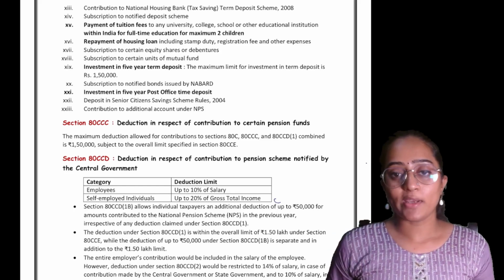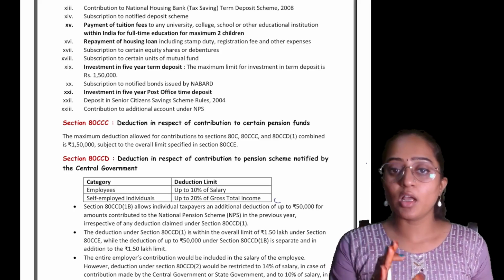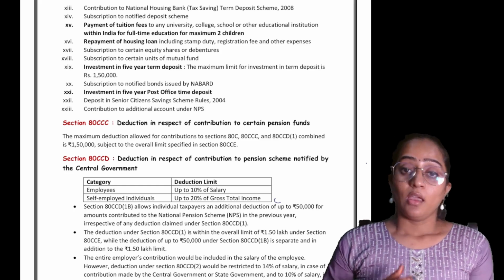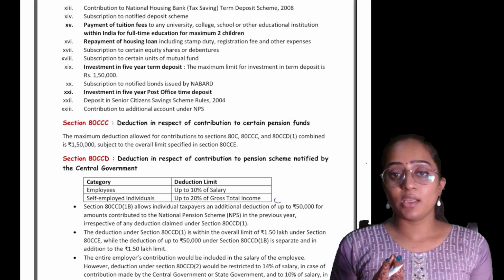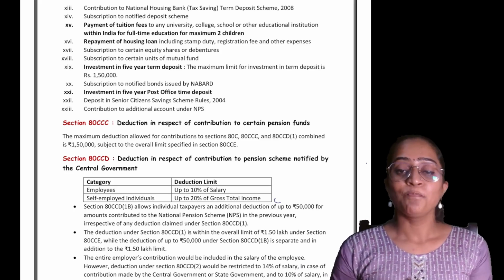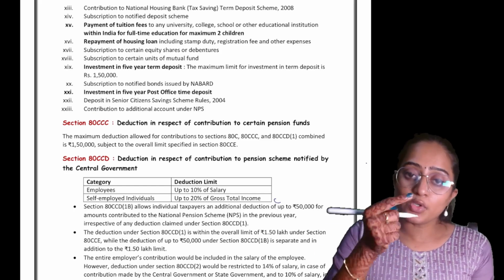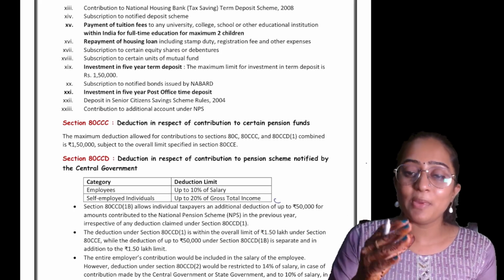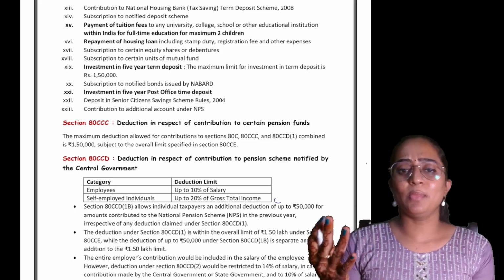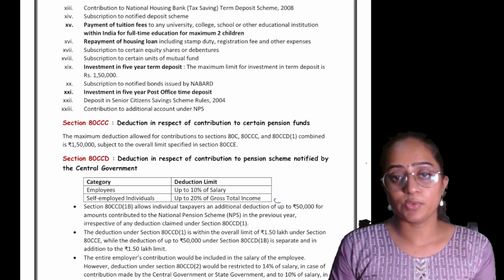But there is a restriction provided if the employer who is contributing is the central government, that is central government itself is the employer. Basically, you are a government employee. If the employer contributes any money towards your pension fund under 80CCD, which is notified by the central government, you will get deduction of 14% of your salary. And when it comes to your employer being other than the central government, then 10% of the salary will be allowed as your deduction.